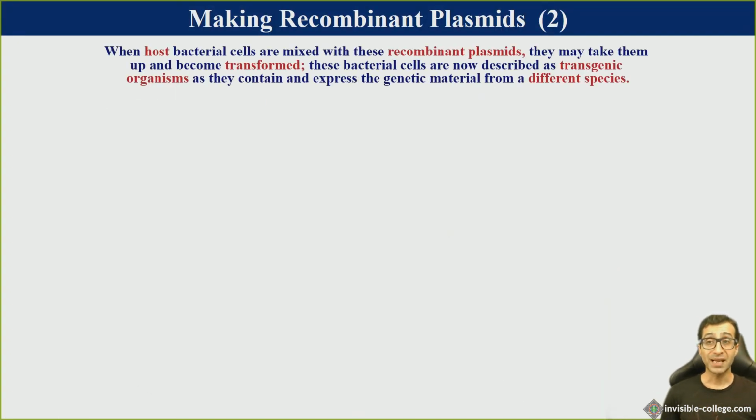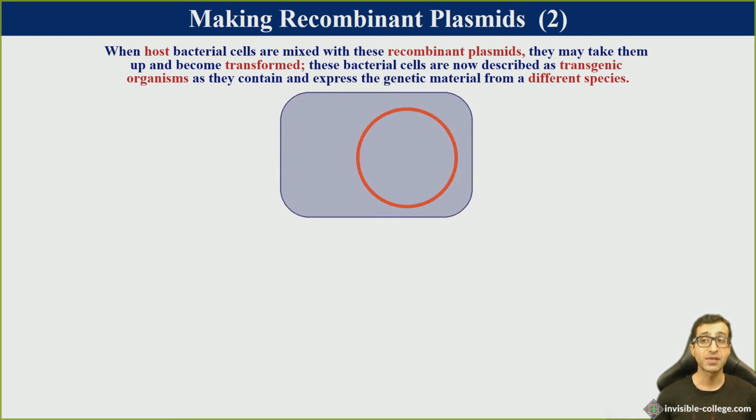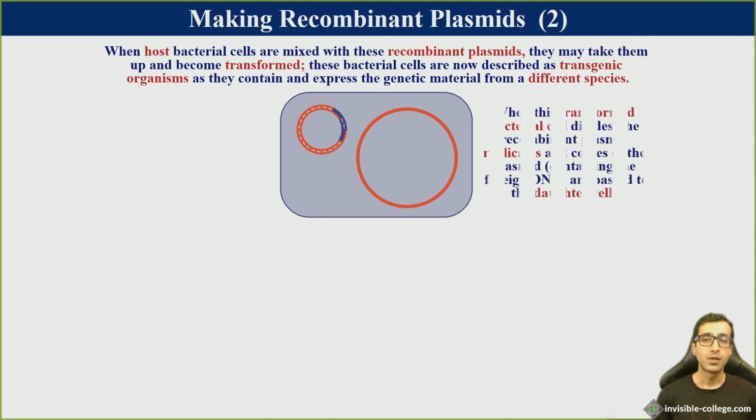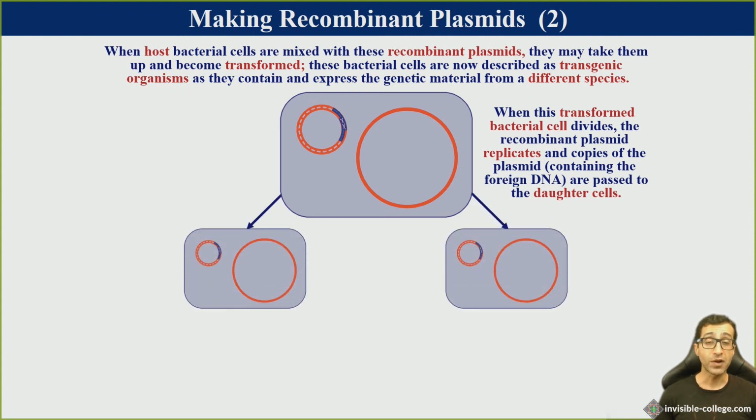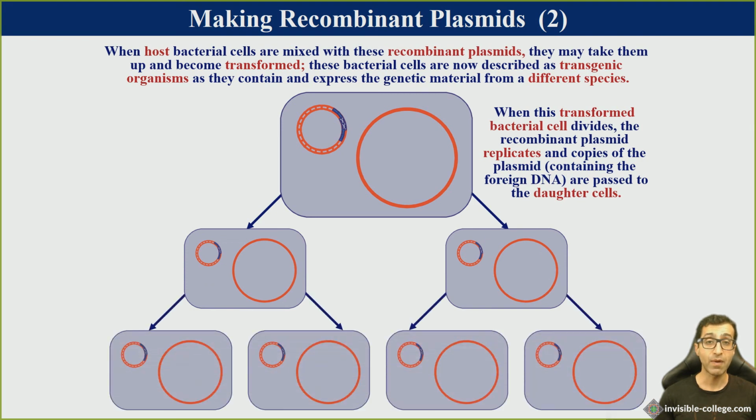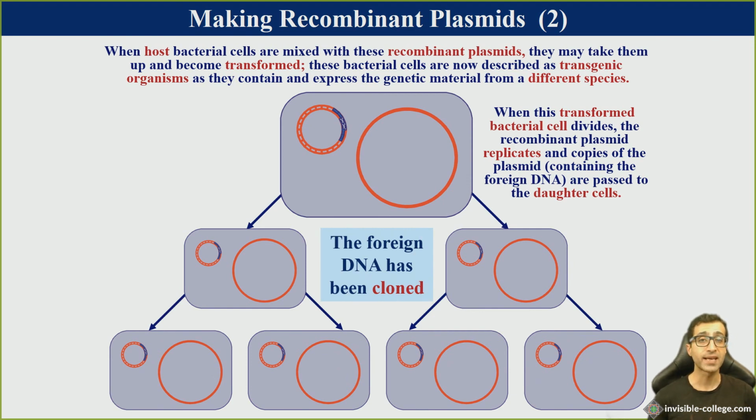So when the host bacterial cells are mixed with these recombinant plasmids, they take them up and become transformed. So these bacterial cells are now described as transgenic organisms because they express the genetic material from a different species. So when the transformed bacterial cell is allowed to divide, the recombinant plasmids will also replicate, and you'll find them in the daughter cells. And of course bacteria will divide multiple times very rapidly, and so you are essentially amplifying that gene. So in this sense, the foreign DNA has now been cloned.